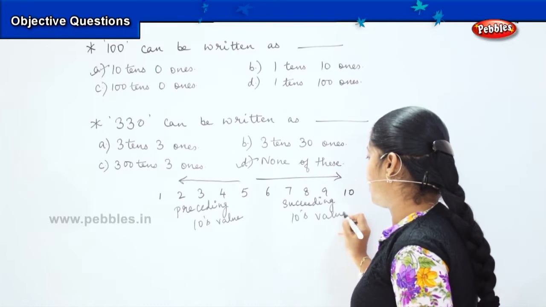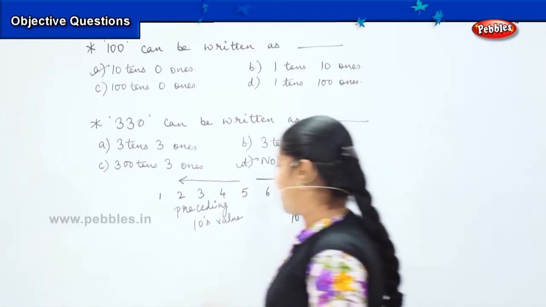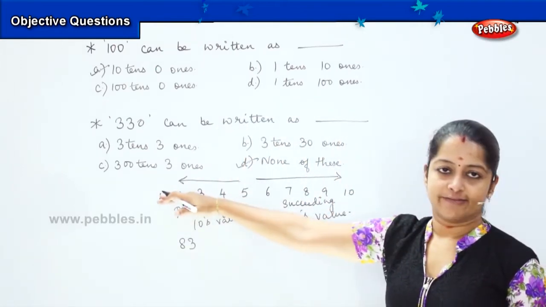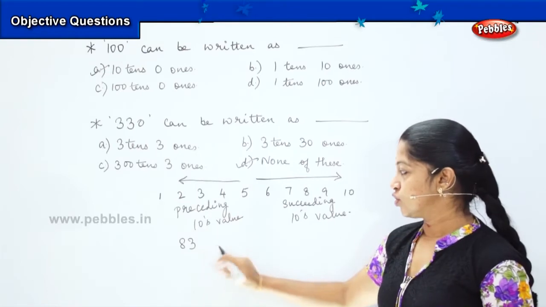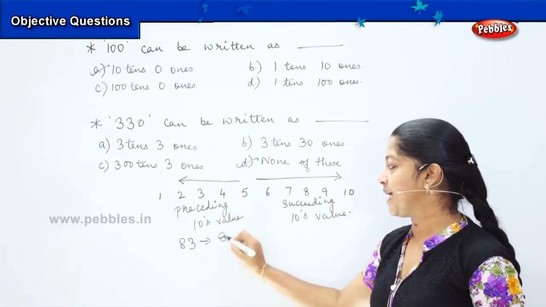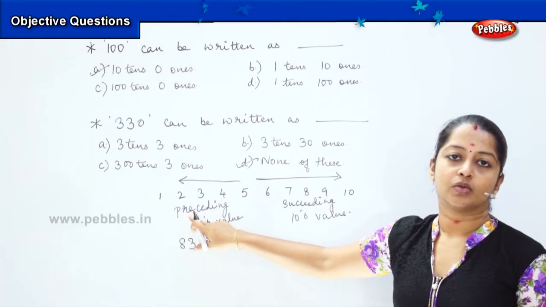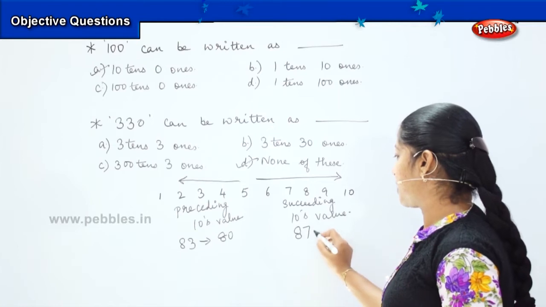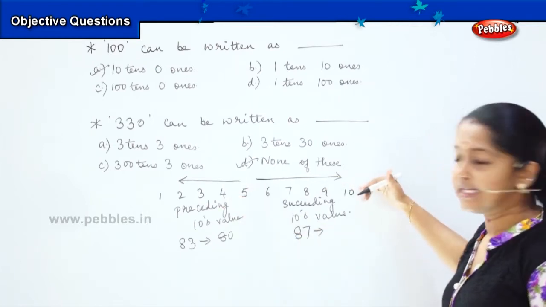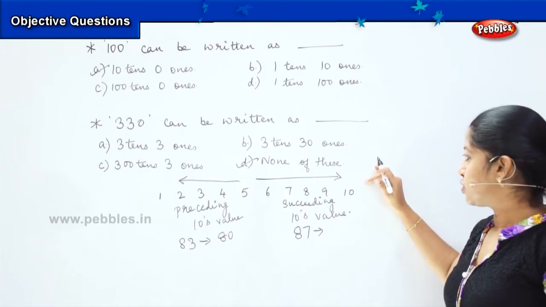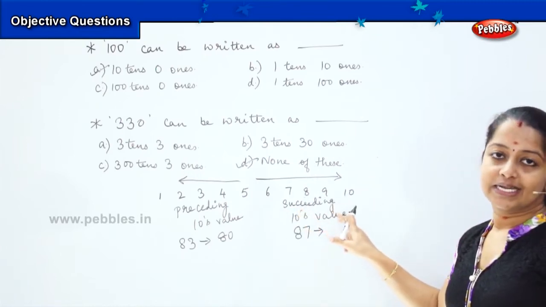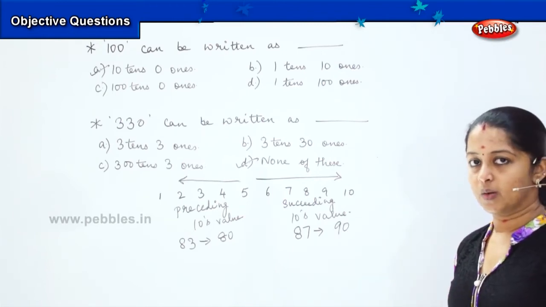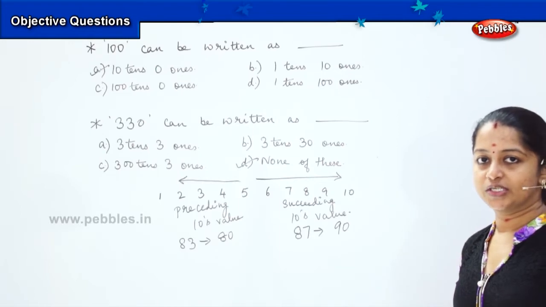For example, if I write 83, now my 83 is in this level. It goes below 5. So my nearest tens should be 80 because I will be converting it into the preceding value. Now same thing if I write 87. Okay. Now since my number falls in this category, it goes above 5. So I will be rounding it off to the succeeding, which is the next level. So the round off number will be 90. Okay, children. So shall we move to the next set of questions?